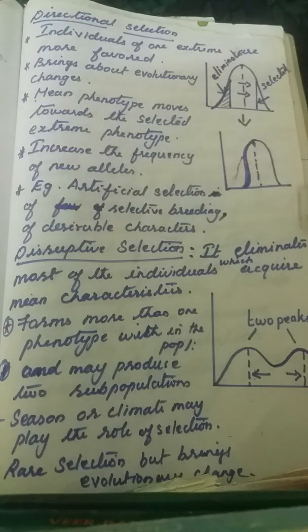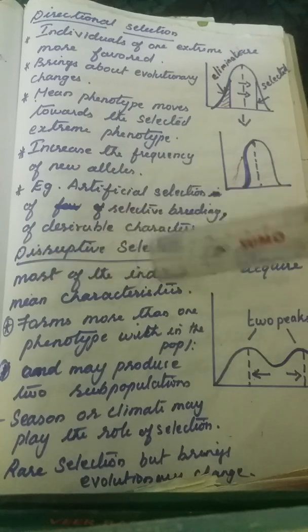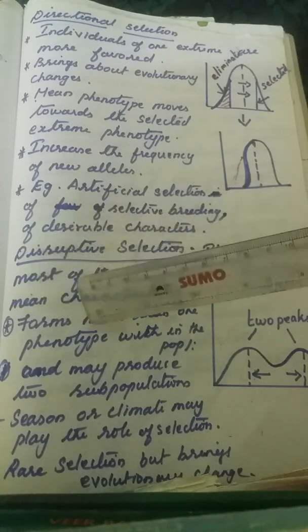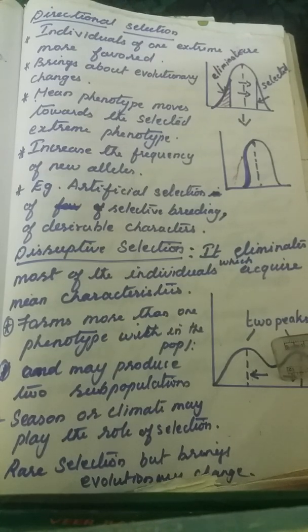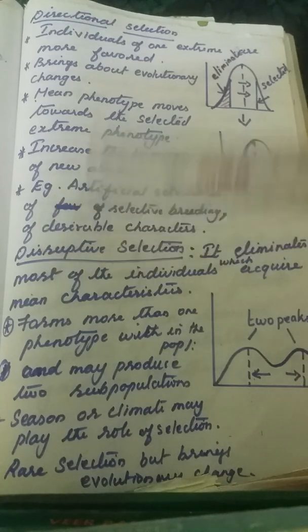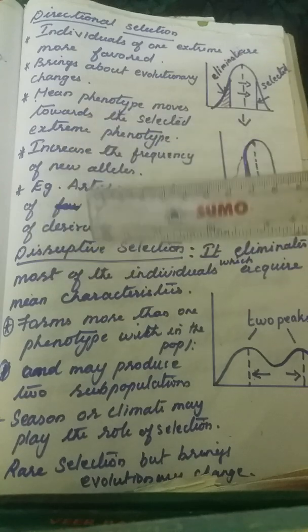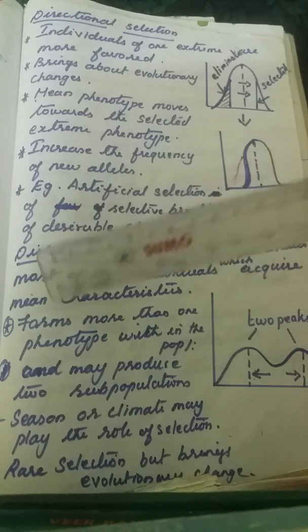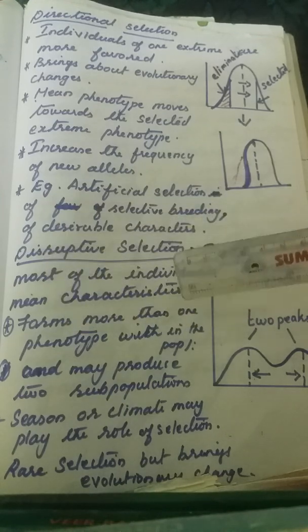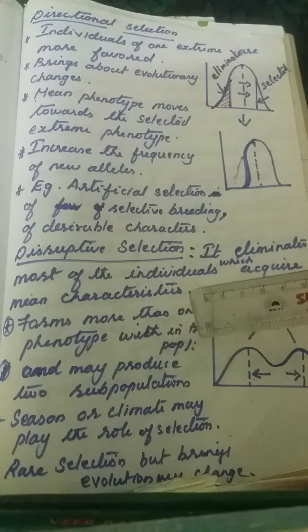Disruptive selection eliminates most of the individuals which acquire mean characteristics. This extreme is selected, this extreme is selected, and the mean ones either adopt this character or that character. So most of the individuals with mean characters are eliminated, and two subpopulations are formed within the population, forming more than one phenotype.